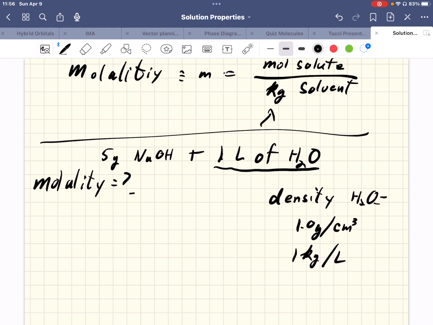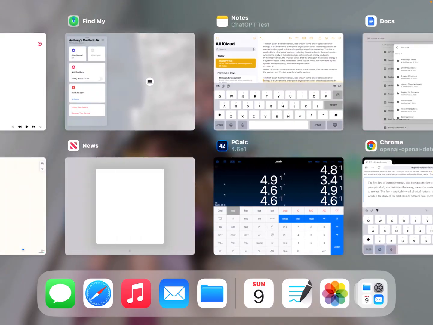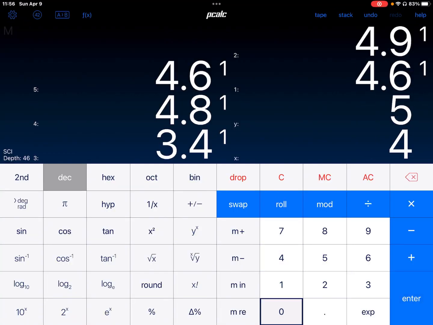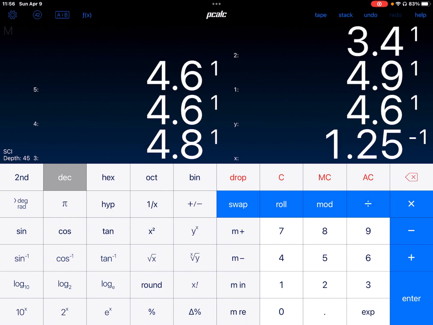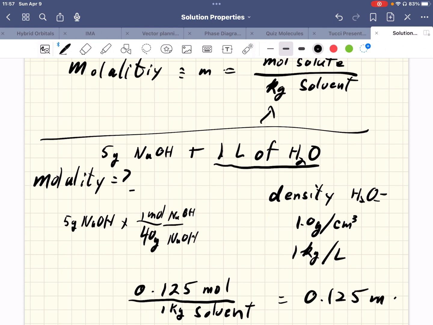What's the molality? Well, you'll have to figure out the number of moles of NaOH. So it's 5 grams of NaOH times 1 mole over 40 grams. That's the molar mass. And so 5 divided by 40 is 0.125. That's the molality of that solution.